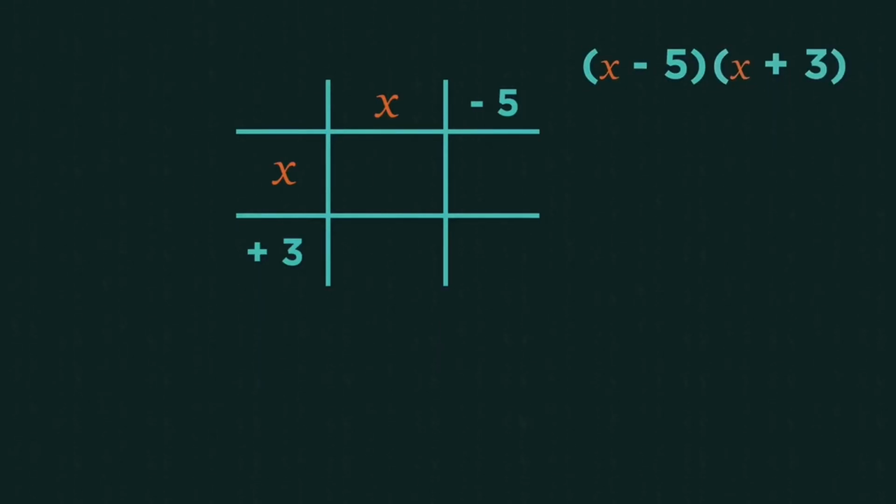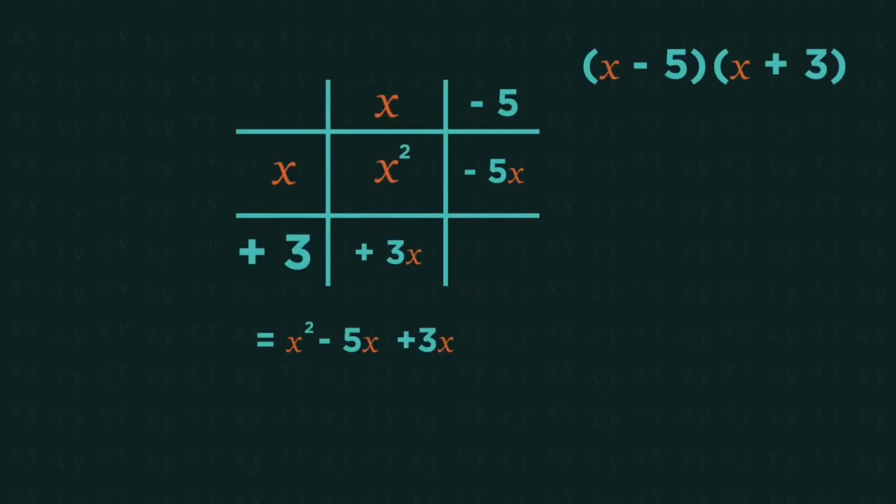The second method is by splitting up each bracket into a grid. And then just multiply each bit together. x multiplied by x gives x squared. x times negative 5 is negative 5x. 3 times x is 3x. And 3 times negative 5 is negative 15.